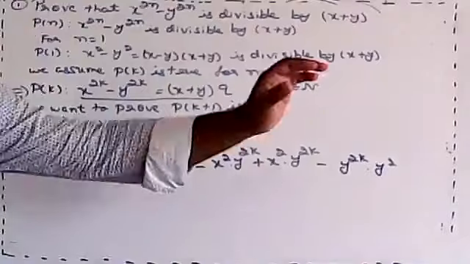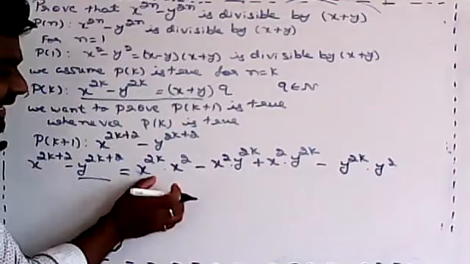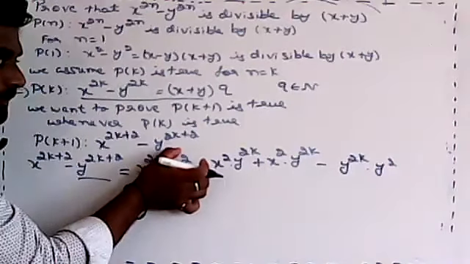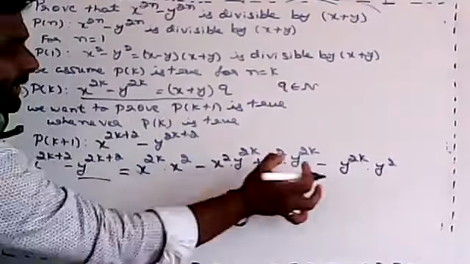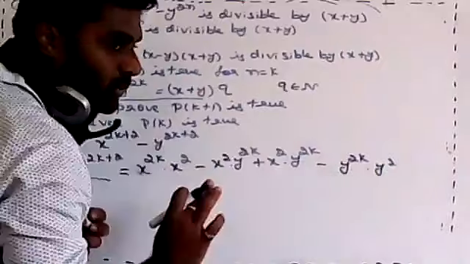Okay, Rohit, once again I'm repeating that one. Listen to this carefully, Rohit. See, x to the power of 2k plus 2 is there. I'm writing that one as x to the power of 2k into x square. Correct? And this last one, minus y to the power of 2k plus 2, is minus y to the power of 2k into y square.